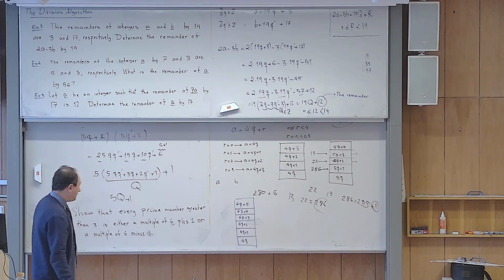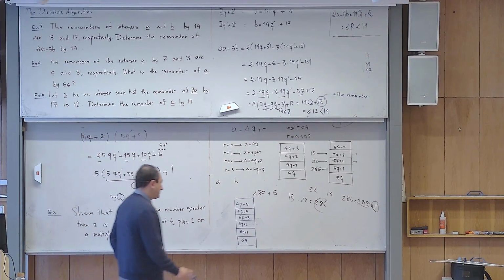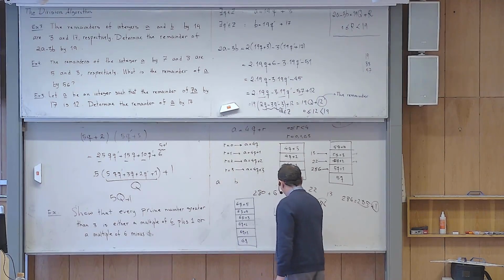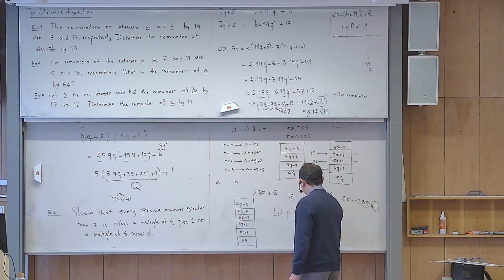Now, I would say, let P be greater than 3, because it is mentioned greater than 3. Let P greater than 3 be a prime number.